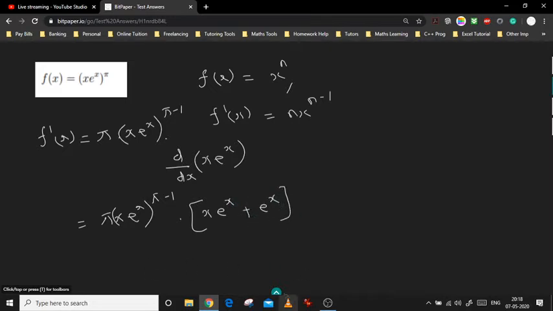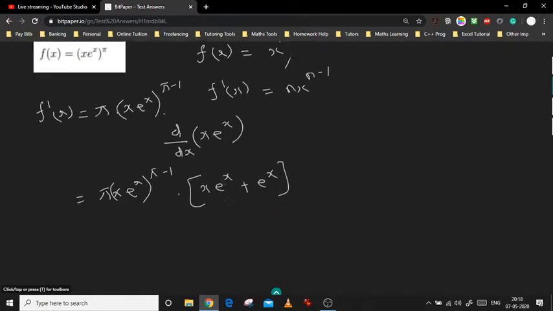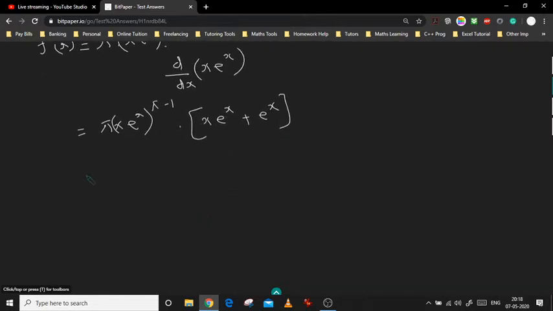Now the question of simplifying. We just have to simplify this. Let's try to simplify. I think we can factor out e power x from these two terms. This will remain as it is: pi x e power x to the power of pi minus 1 multiplied by e power x into x plus 1. Now, since I have e power x inside, I think I can combine these two.